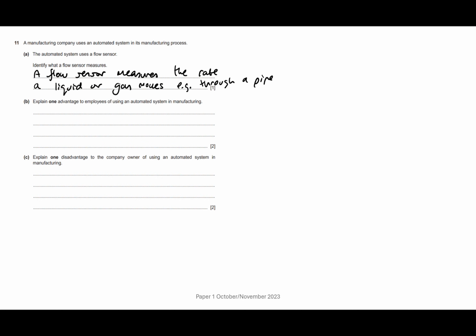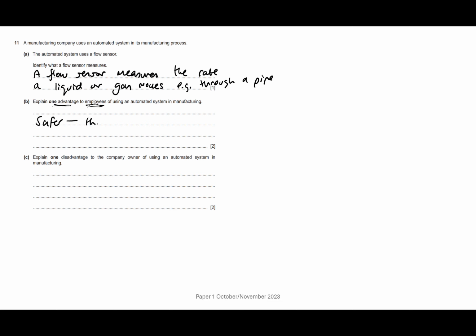Okay, explain one advantage to employees of using an automated system in manufacturing. So again, read the question a second time so we know we're after one advantage and it's for the employees. So it's no good just reeling off what you know and just saying an advantage of an automated system. It has to be for the employees. So one advantage of an automated system is that it's safer. And then we can give an explanation of that.